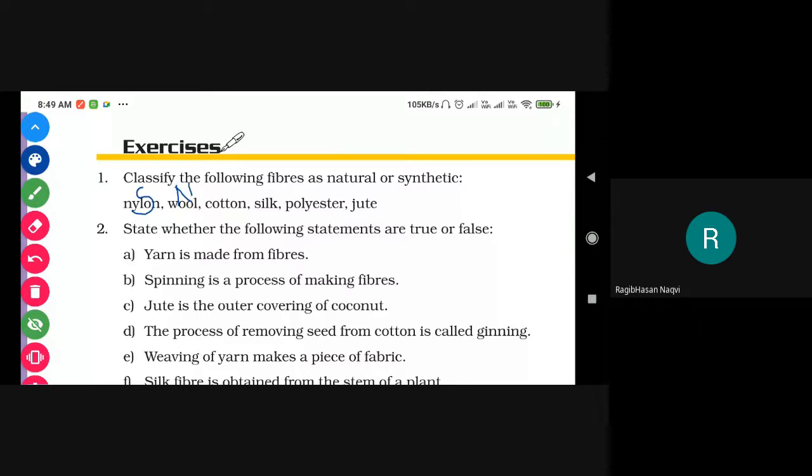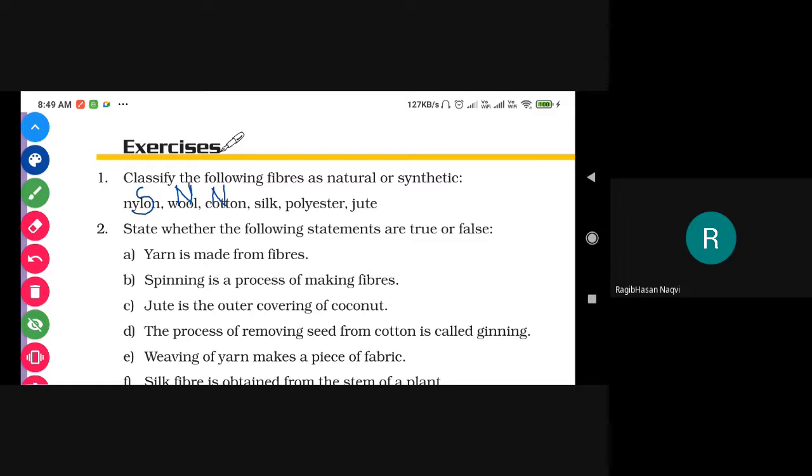Where do we get wool from? Sheep. Is it a plant source or an animal source? Animal source. Yes, ma'am. Very good. Cotton. Ma'am, cotton is natural. Natural fiber, correct. Plant source or animal source? Ma'am, plant source. Okay, plant source, correct.